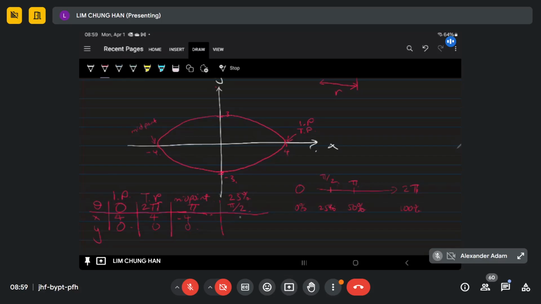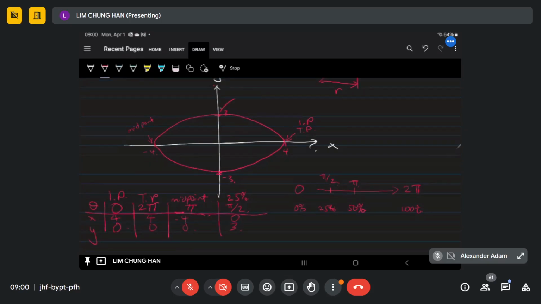Just put the numbers in. Give me x and y. Well, I can tell you it's (0, 3). You can do it on your calculator, but when it's 25% through, it's (0, 3). Where is (0, 3)? It's there, ma. It's there.